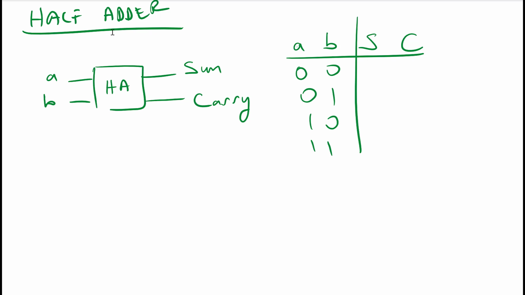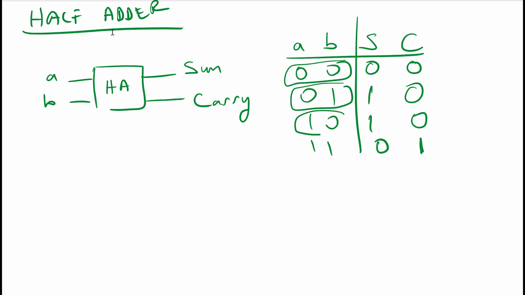If I add 0 and 0, my sum is 0 and I don't have any carry, my carry is 0. If I add 0 and 1, my sum is 1, my carry is 0, right? I don't have any carry. If I add 1 and 0, sum is 1, carry is still 0. If I add 1 and 1, sum is 0 and I have a carry, right? So what we did is simply add these variables.